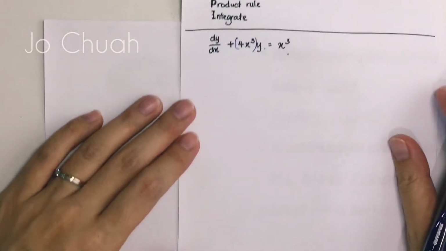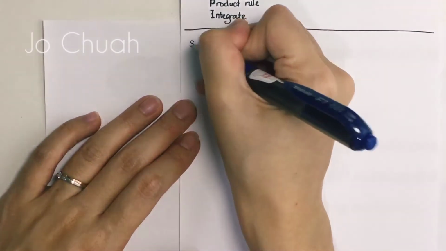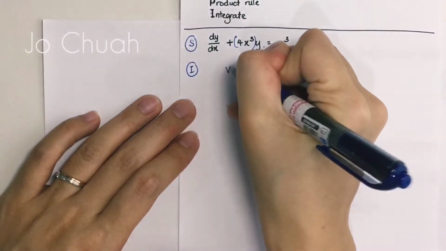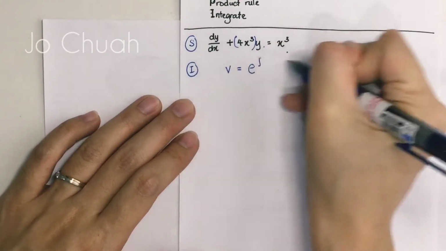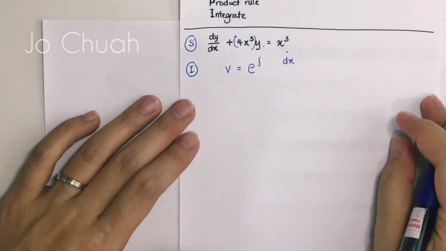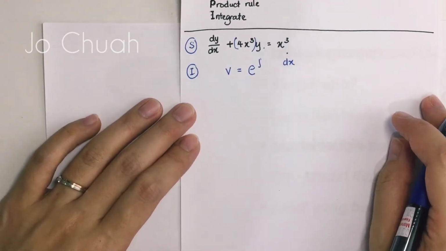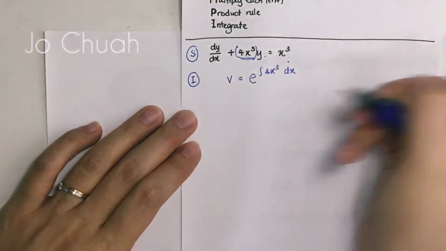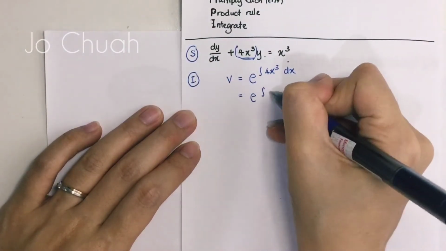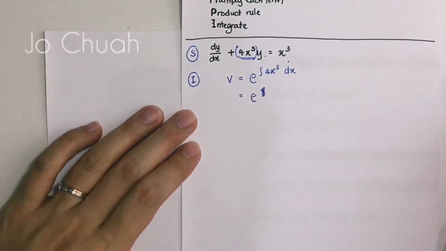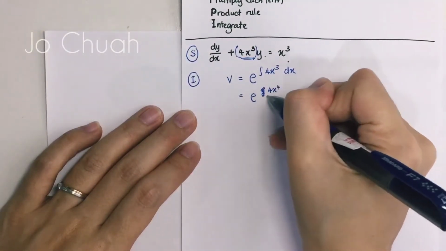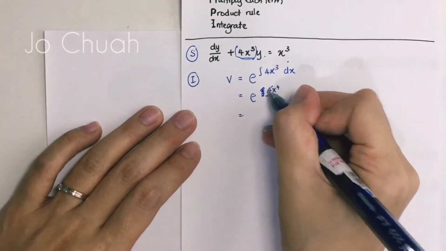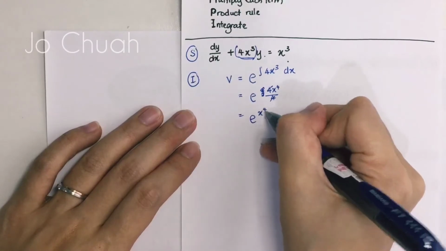Alright? So we have done with the first step, S, and the next step is I, which is called the integrating factor. So you write v equals e to the power of integral of something. Okay? So this integral of something, you're gonna copy from here. So it's 4x cubed. So e to the power of, so you integrate this one. So 4x to the 4, over 4. You don't have to put the plus c.